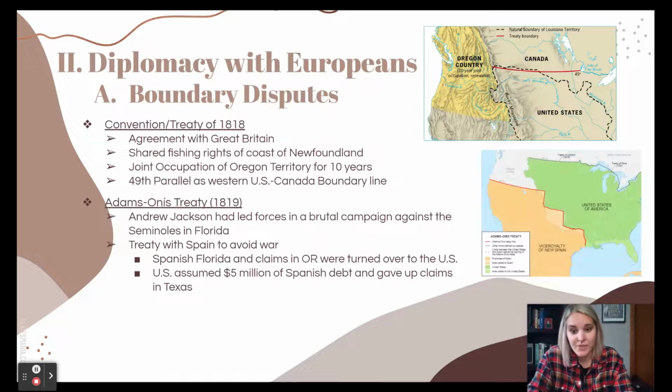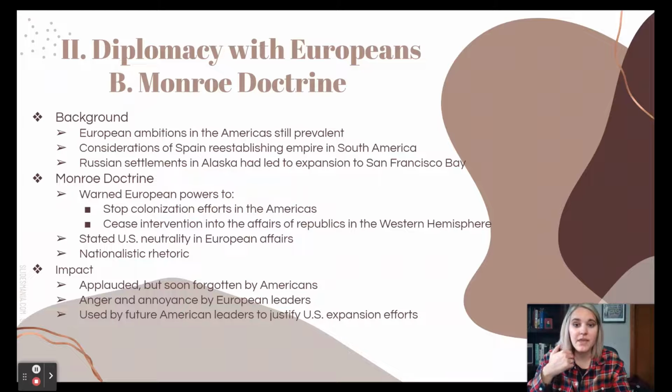And what happens in this treaty is that the claims to Florida and Oregon were turned over to the United States, and the U.S. assumed some of the Spanish debt and gave up their claims to Texas. And so now we see the boundary between the U.S. and Spain becoming even more clear. So here are 3 examples of how diplomacy was used to solve boundary disputes.